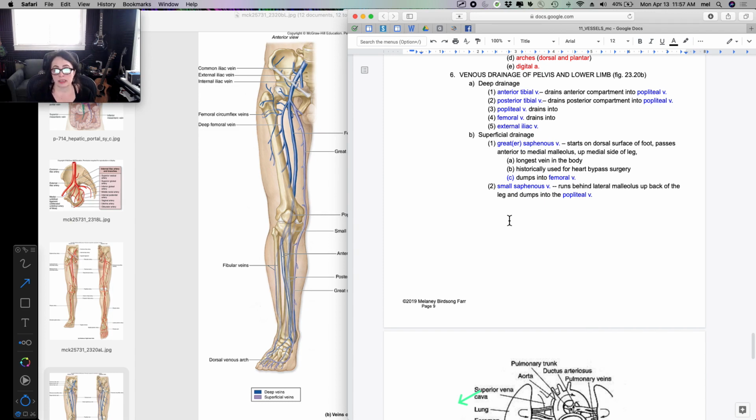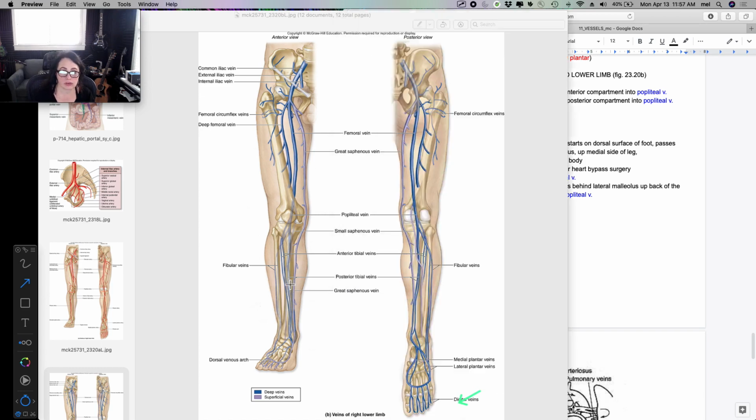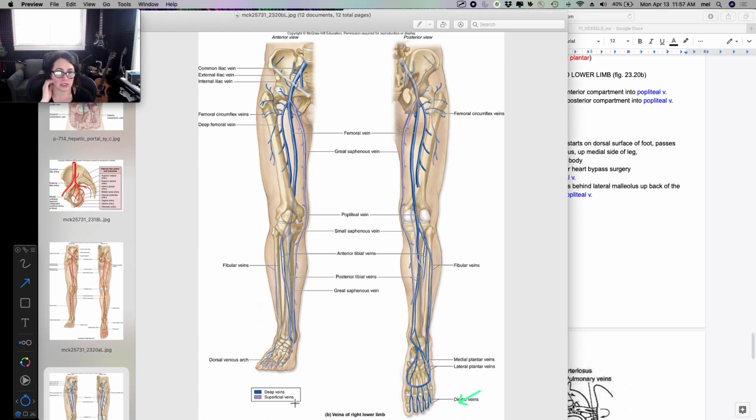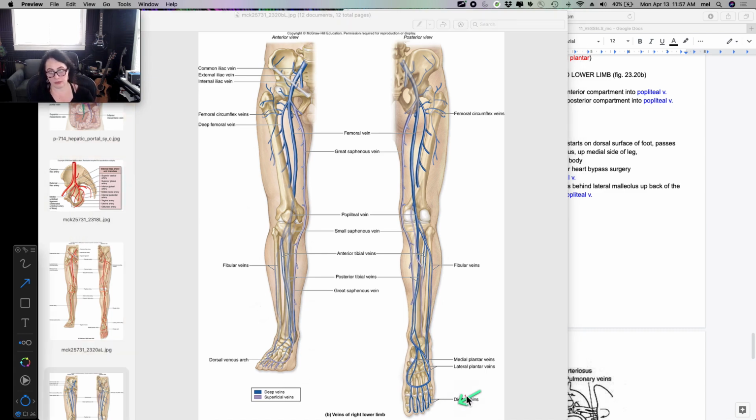So let's do the superficial drainage first. Same thing that we did with the arm. The superficial veins are generally going to be lighter in these diagrams, not actually in humans, but they're lighter in these diagrams. So what you are going to see with superficial drainage is kind of the same story. Digitals will drain into arches. This dorsal venous arch is all of those blood vessels that you can see on the dorsal surface of your foot. That's usually draining into the dorsal venous arch.